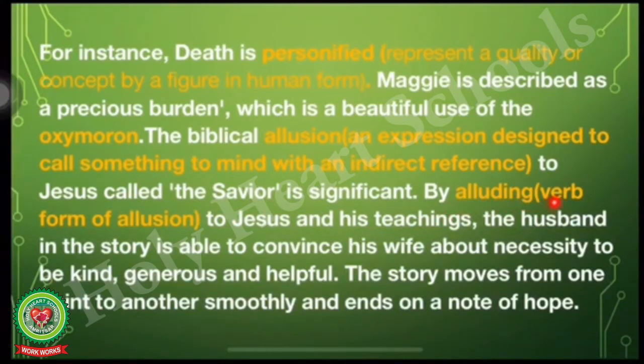Alluding is a verb form of allusion. So by alluding to Jesus and his teachings, the husband in the story is able to convince his wife about the necessity to be kind, generous and helpful. So students, Mr. Joe was saying all these to his wife so that she should be kind to her, and his words actually had an impact on her. So the story moves from one point to another smoothly and ends on a note of hope. As the story opens with a sad note, but gradually it gears up into a happy one.